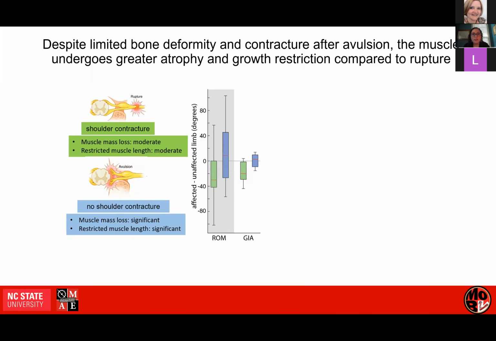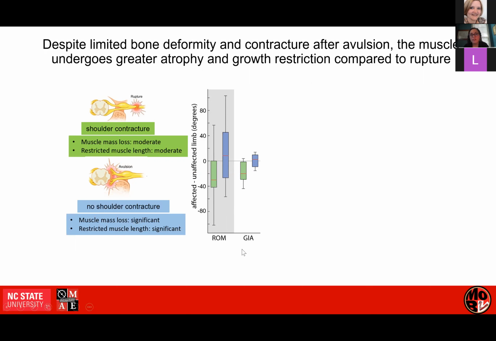If we look at our two groups, I'm showing here first range of motion and glenoid inclination angle, which tells us about the deformity that we observe. 0 would mean no deformity relative to the other healthy side of the animal. So what we see for green, which is where we expect there to be shoulder contracture and bone deformity, there is, it's lower than 0. And the blues, there's no deformity, so it's right at 0.